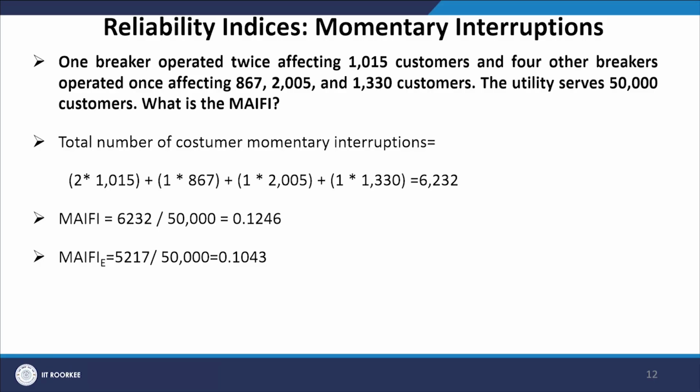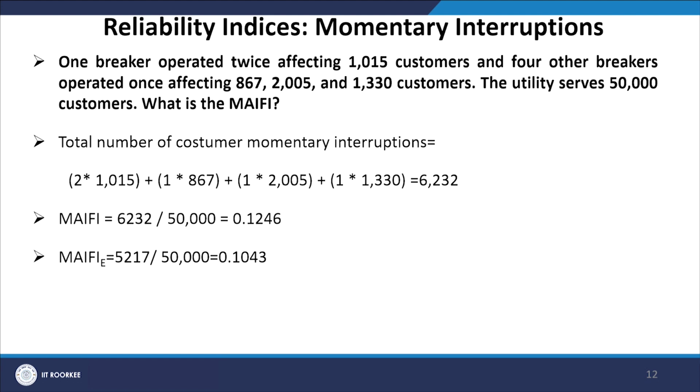So we'll just go for an example to understand few reliability indices. One breaker operated twice affecting 1015 customers, and 4 other breakers operated once affecting 867, 2005 and 1330 customers. The utility serves 50,000 customers, then what is the MAIFI? So let us solve this problem. First of all, we need to calculate the total number of customers momentarily facing interruptions. That is, twice affecting 1015 customers, that is 2 times 1015 plus 1 times 867 plus 1 time 2005 plus 1 time 1330. So total interruptions are 6232.